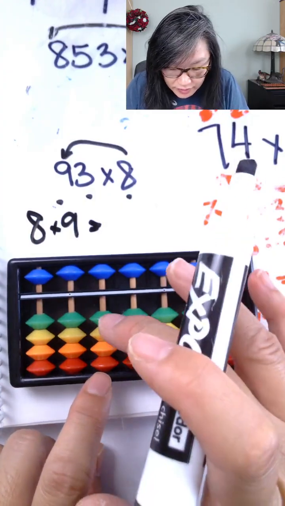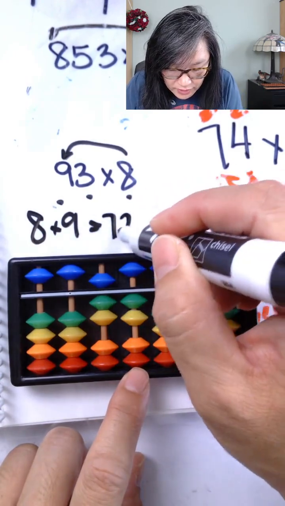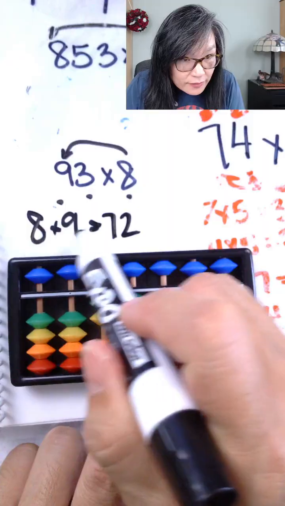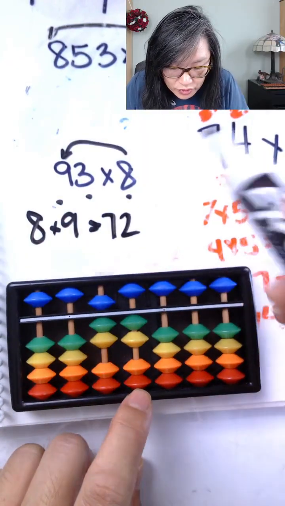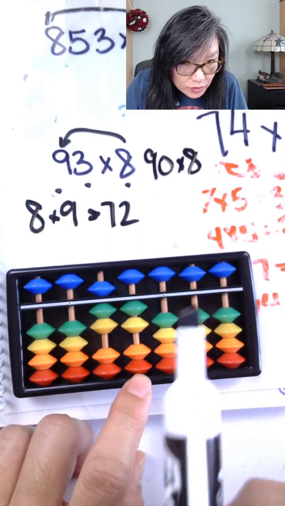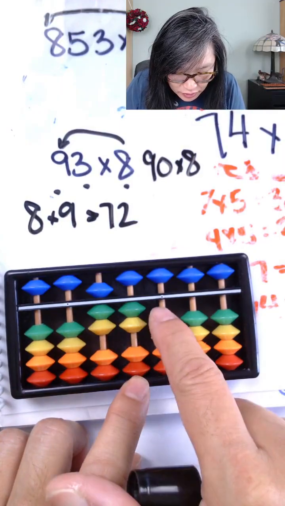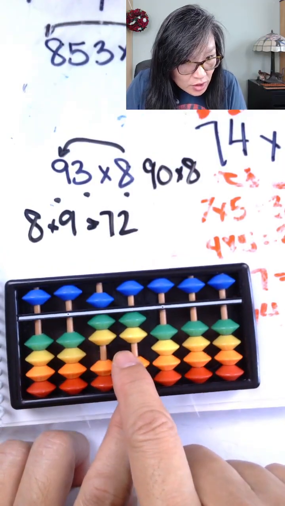Thank you, Emmanuel. So it's 72. Now, if you notice in the abacus, we just do the basic math fact. We don't need to do 90 times 8, because I have 720. I don't need to say 720. I just need to say 72.